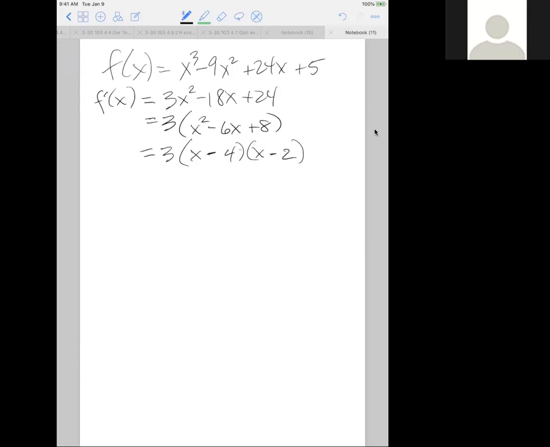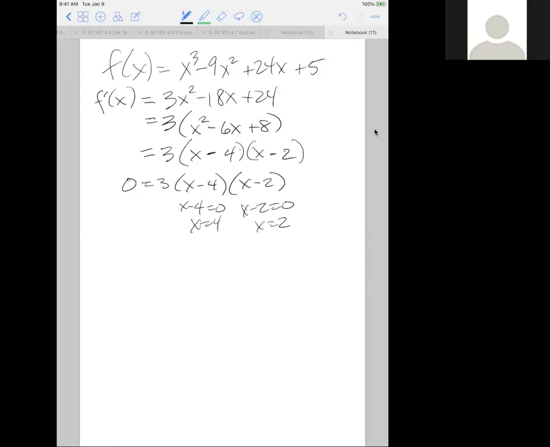And now we set this equal to 0 to find our critical points. Notice that the 3 out front doesn't contribute. That does not matter. That can't influence whether it's 0 or not. The only thing we have to be concerned about is x minus 4 equals 0 and x minus 2 equals 0. And therefore x equals 4 and x equals 2.